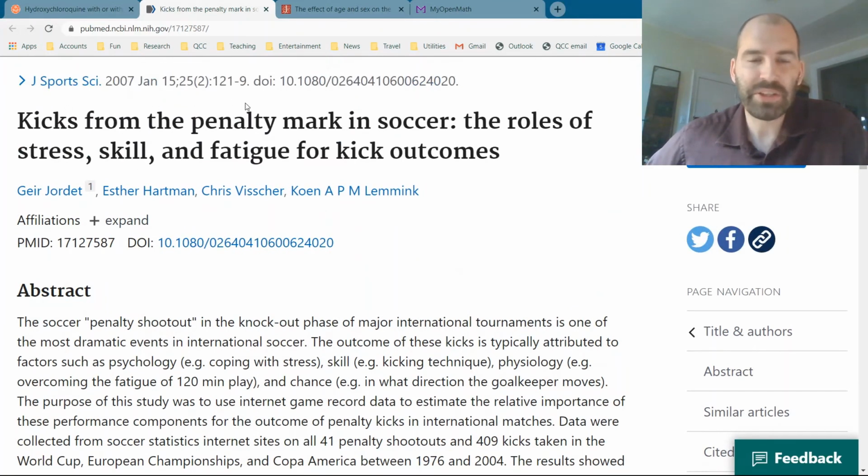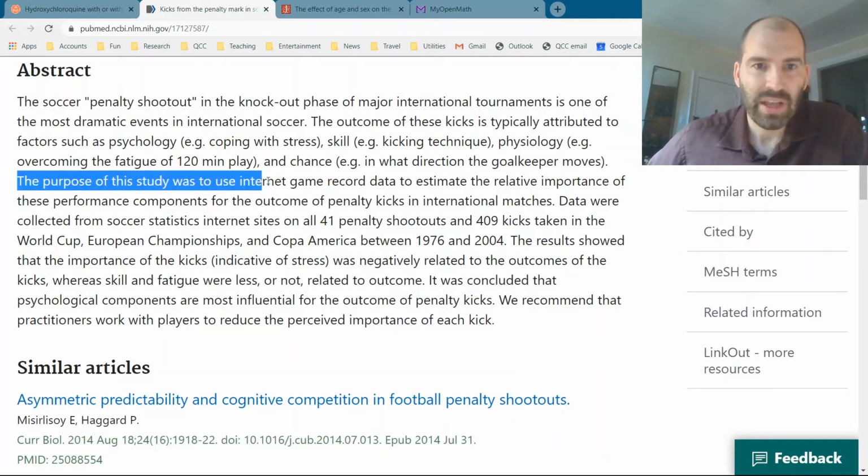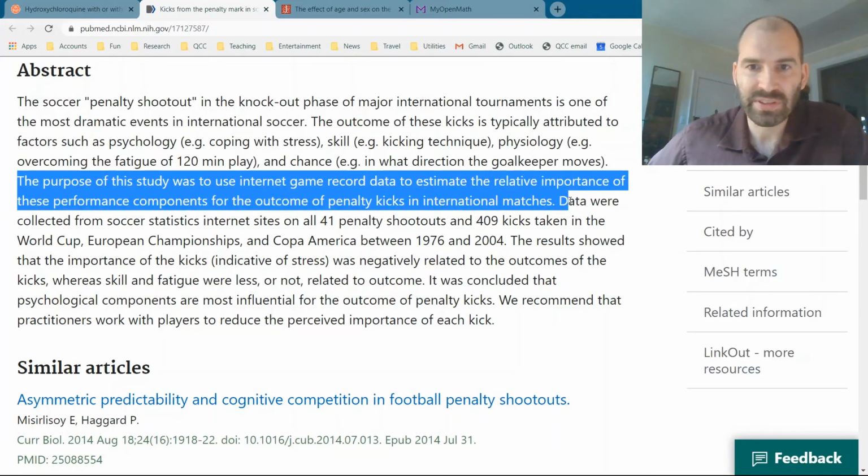Kicks from the penalty mark in soccer. The roles of stress, skill, and fatigue for kick outcomes. All right, so in soccer, we're talking about penalty shootout, a kick that happens at a certain point in the game. Let's skip to the chase here. So the purpose of the study was to use internet game record data to estimate the relative importance of these performance components for the outcome of penalty kicks in international matches.